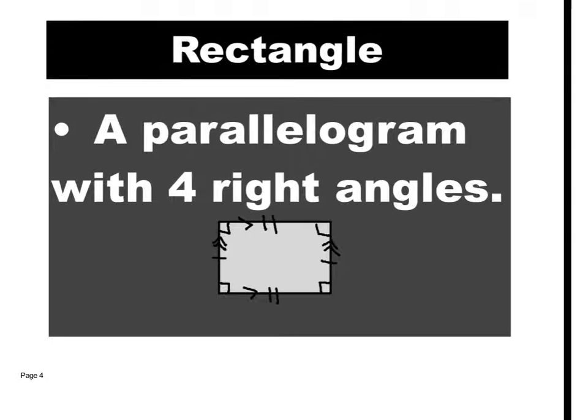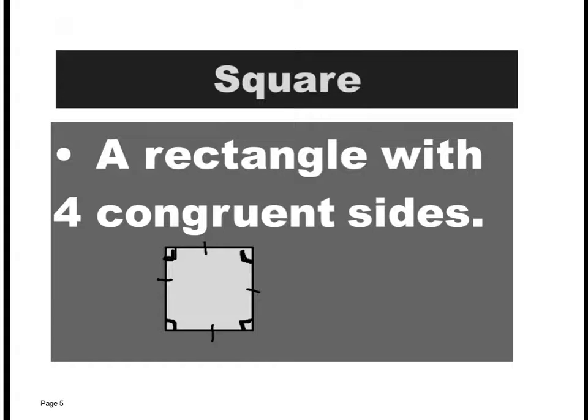Then we get even more specific. We had quadrilateral, trapezoid, and parallelogram. Now we've got a rectangle, which is a parallelogram with four right angles. Then a square, which is a rectangle with four congruent sides. So a square is a rectangle, but a rectangle is not a square. Does that make sense? Because a square has all the criteria of a rectangle and something else. Just like a rectangle had all the criteria of a parallelogram with four right angles, a square has all the criteria of a rectangle with even more. So it's even more specific.